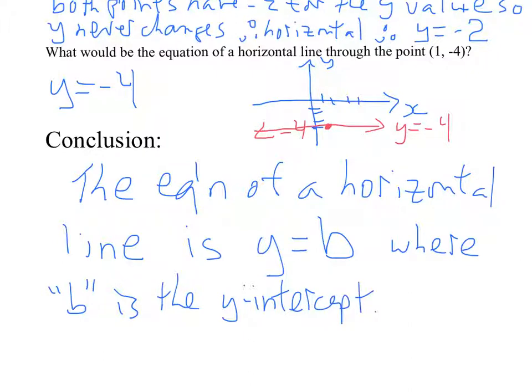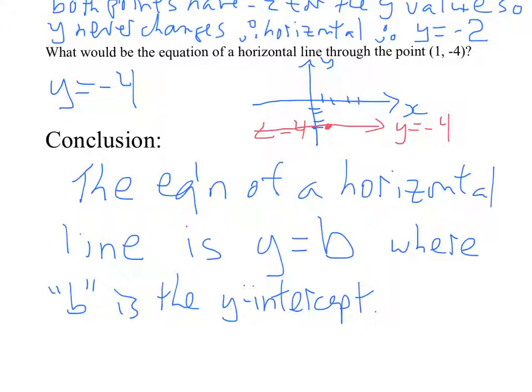And this b value is going to be the y value of every point on that line. There's an infinite number of points on that line, and every one of those points is going to have b, whatever that happens to be. If it's like negative 7, every point on the line is going to have negative 7 for y, and the equation of that line is going to be y is equal to negative 7.